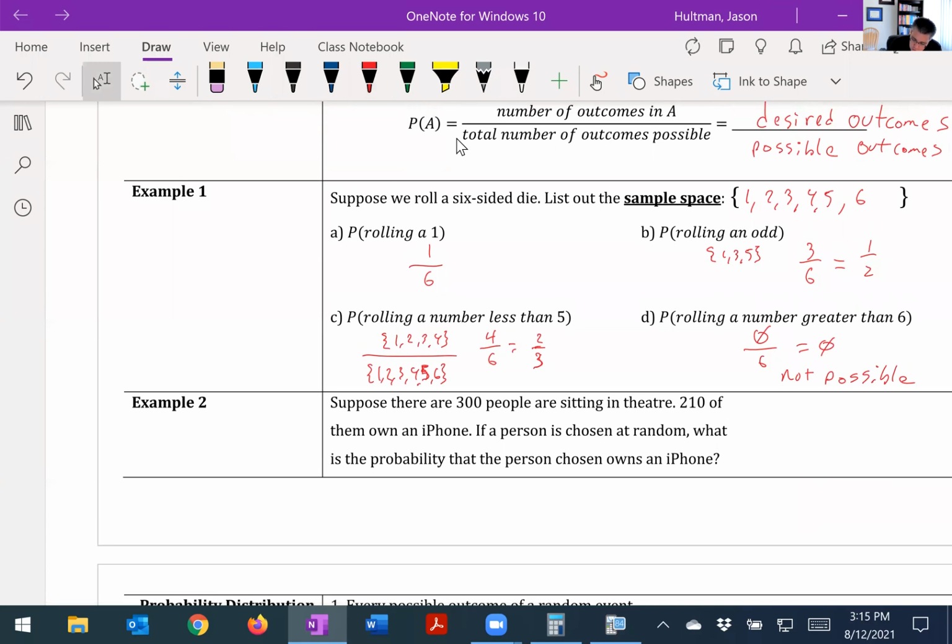Suppose there are 300 people sitting in a theater. 210 of them own an iPhone. If a person is chosen at random, what is the probability that the person chosen owns an iPhone? Well, it would be the desired amount of people out of the total amount of people. So this becomes 210 over 300. That will reduce to 7 over 10, which is 0.7 or 70%.